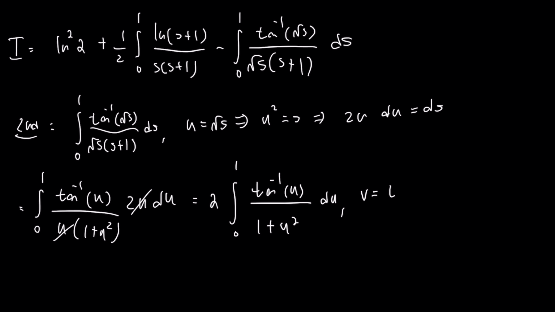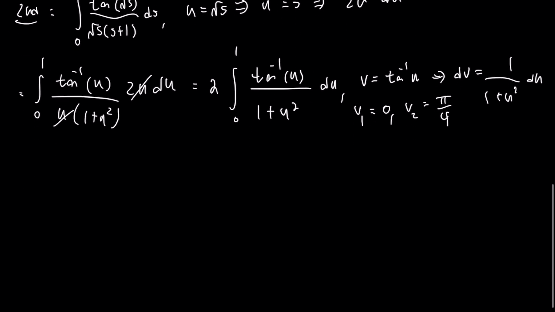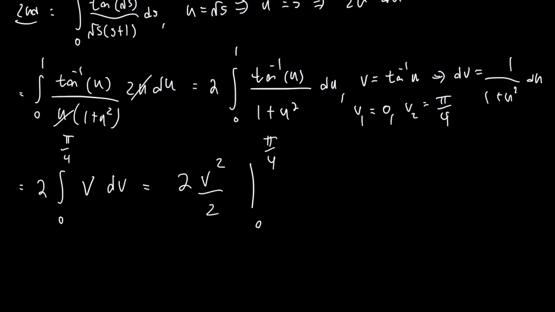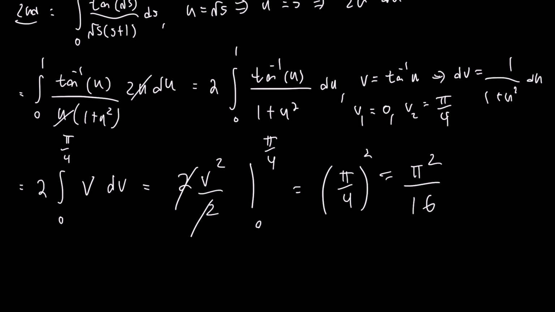So we'll let v equal the inverse tangent of u, which means that dv equals 1 over 1 plus u squared du. And then the bounds v sub 1 will be 0, and v sub 2 will be pi over 4. So it's equal to twice the integral from 0 to pi over 4 of v dv, which is 2v squared over 2 from 0 to pi over 4. These cancel, and we're left with pi over 4 quantity squared, which is pi squared over 16.